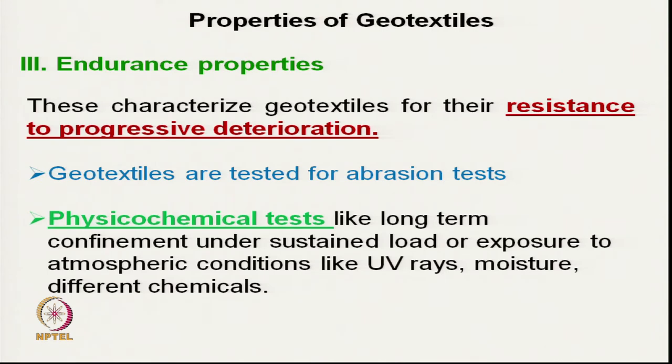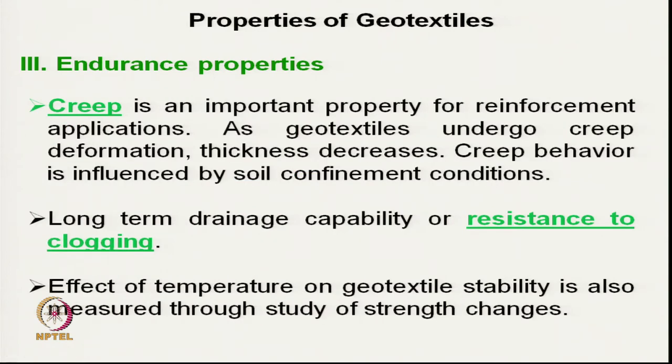And the third type of properties are endurance properties. These characterize geotextile for their resistance to progressive deterioration, because while in use we should know progressively how the structure of geotextile is getting deteriorated, that may be due to abrasion, UV deterioration, moisture deterioration, or due to load. Like mechanical endurance properties are creep, which is an important property for reinforcement application. As the geotextiles undergo creep deformation, thickness decreases. So, total characteristics of geotextile will change.